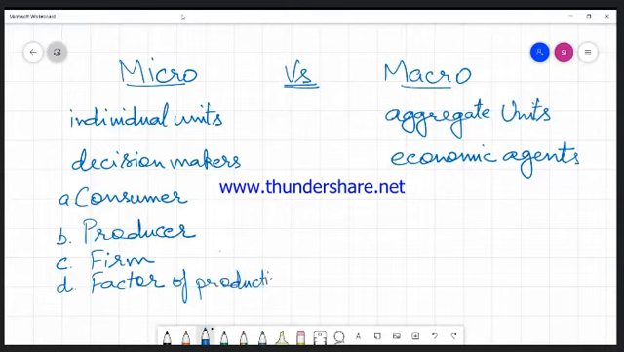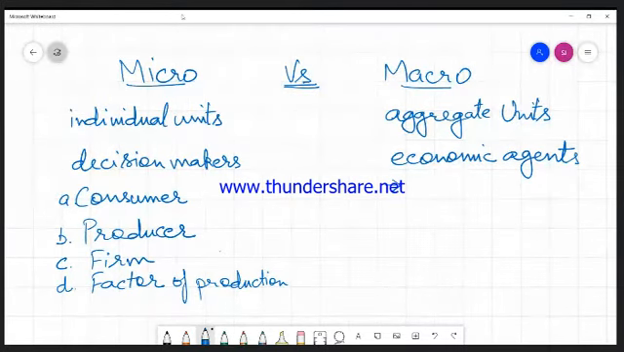When we were talking about factor of production, we were dealing with an individual factor unit: 1 unit of labor, 1 unit of capital, 1 unit of land. Similarly, when we talked about a firm, how the firm takes the decision, how the producer takes the decision, or how the consumer takes the decision. Now, when you are talking about macroeconomic agents and their macroeconomic behavior, consumers become households.